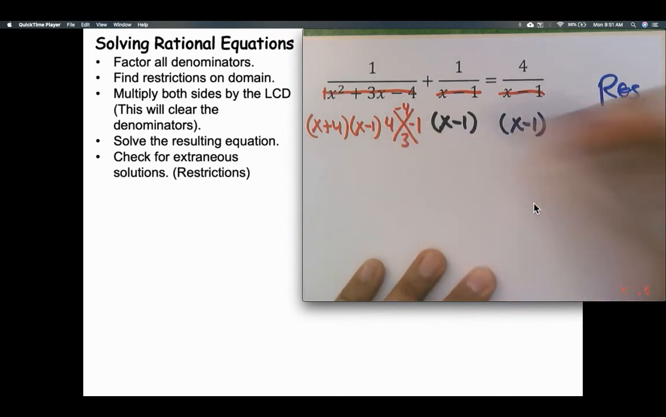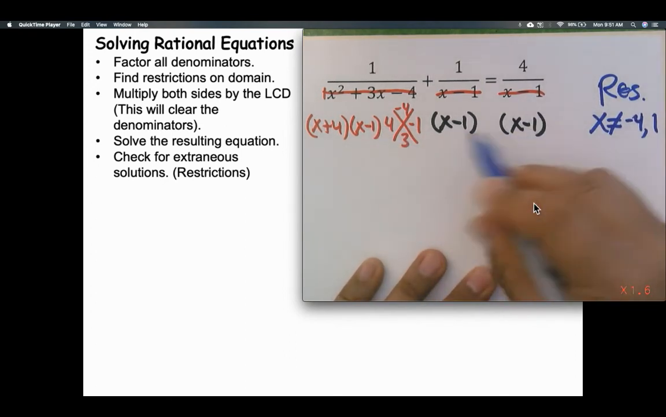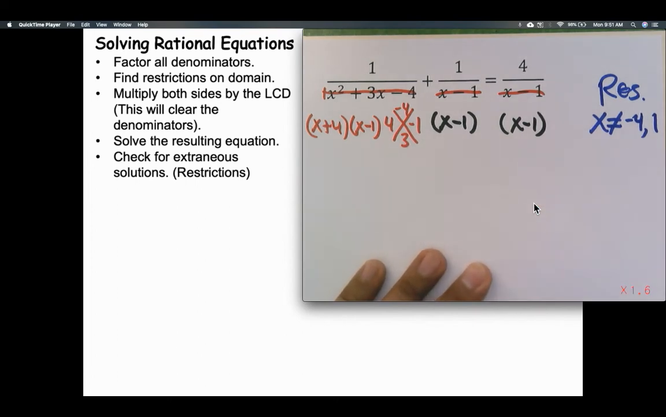Can't be a +1 either. +1 will turn those into zeros, which we do not want. So at the very end, just make sure to check your answer against that.